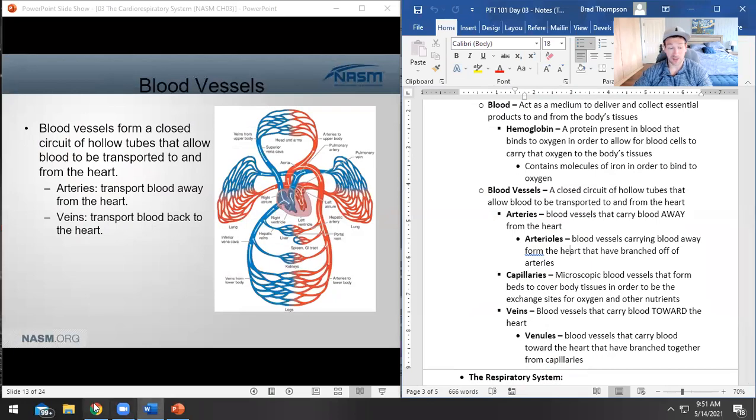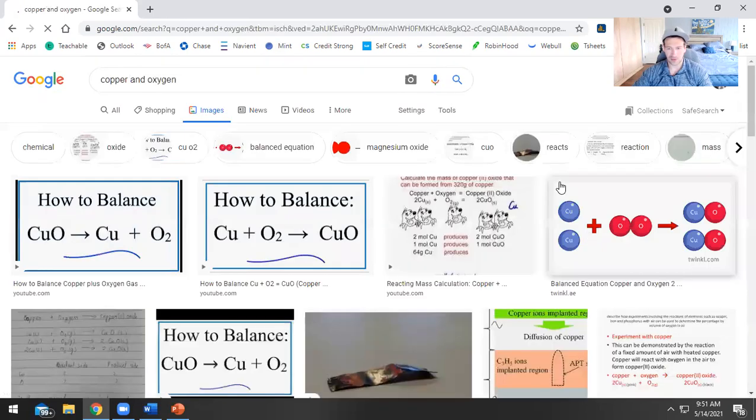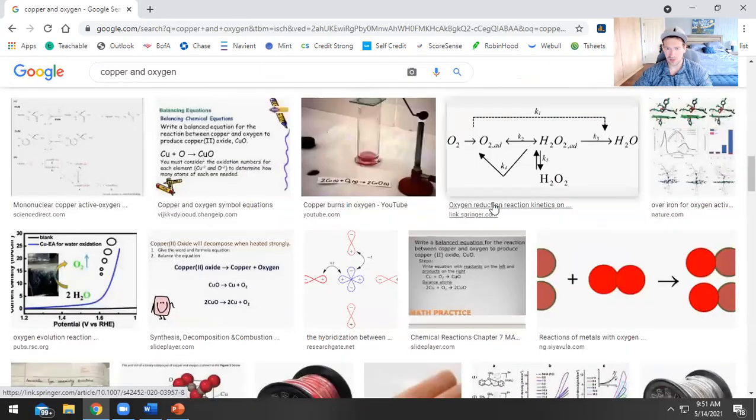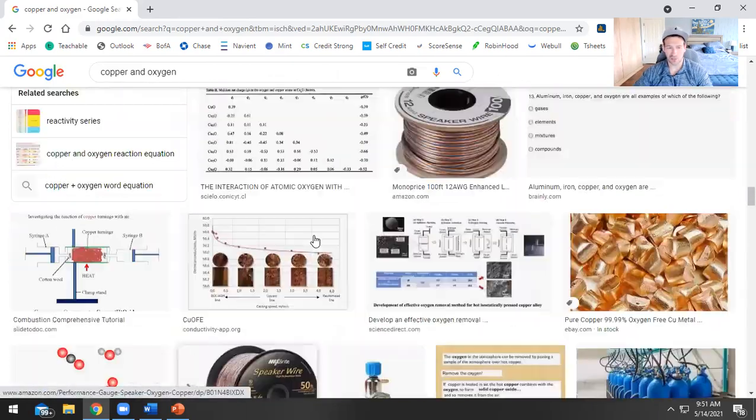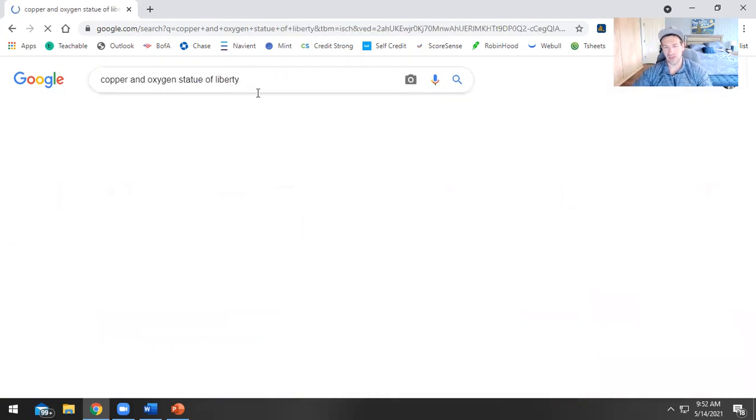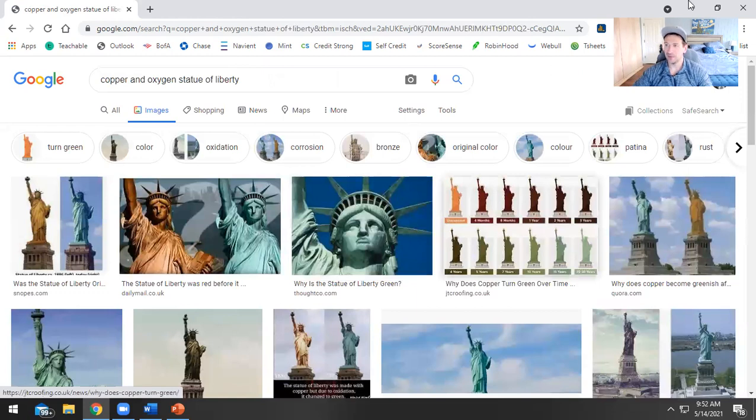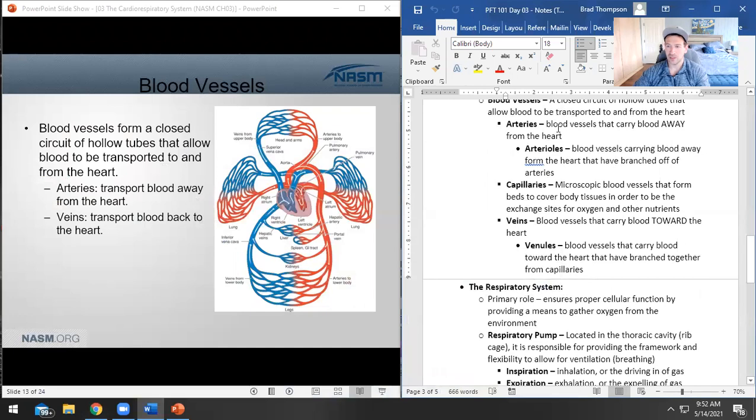But copper, if it was copper and oxygen, it's probably going to give a picture of the Statue of Liberty. When copper gets oxygenated, it turns blue, which is why the Statue of Liberty is bluish. So anyway, hemoglobin is the protein inside your blood that has a molecule of iron. Iron is what attracts the oxygen molecules. And that is why your red blood cells carry oxygen throughout the body.